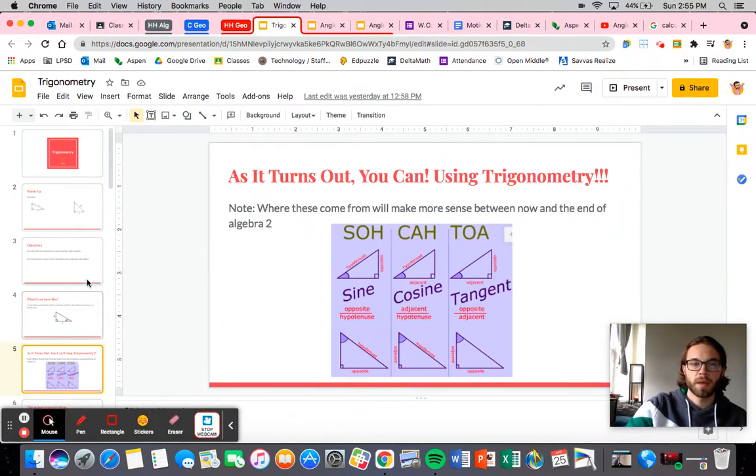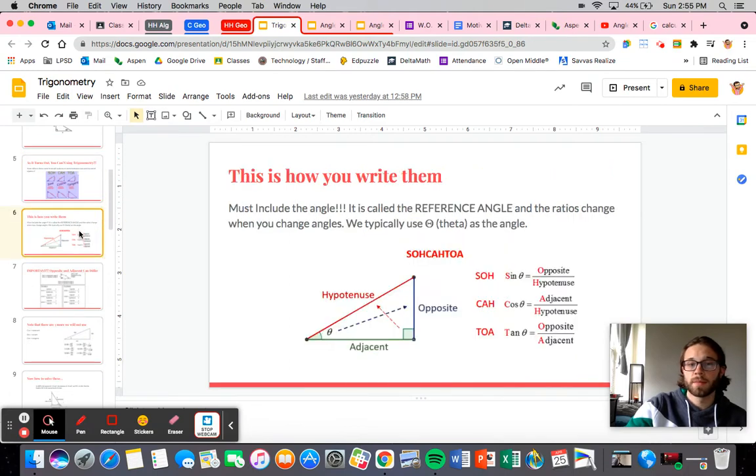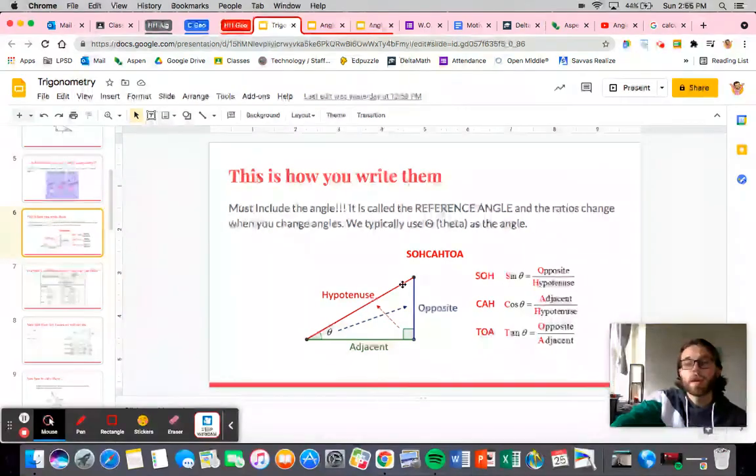All right. Now, that was a lot of information, but let's just take a step back. Now, how do we write these? Just remember you need to have the reference angle. All right? And I know it's very tempting to read this as sin, but it's sine. So sine of theta is equal to opposite over hypotenuse. Cosine of theta is equal to adjacent over hypotenuse. Tangent of theta is equal to opposite over adjacent.